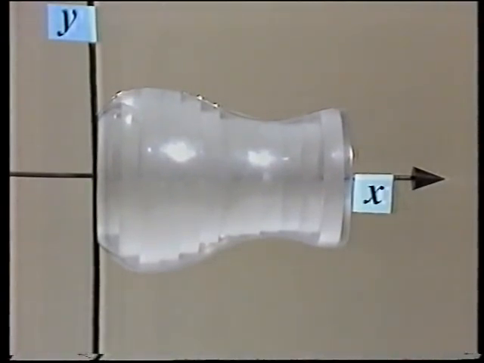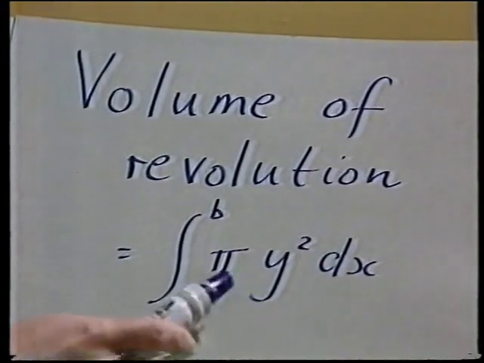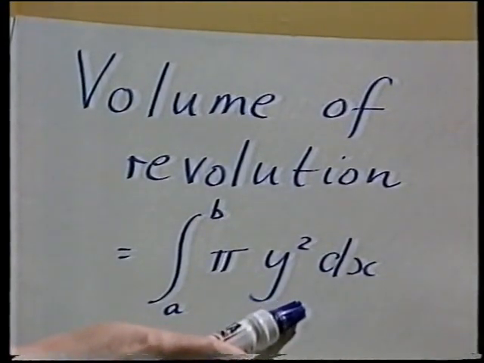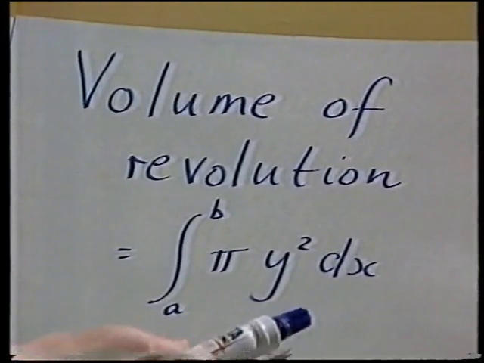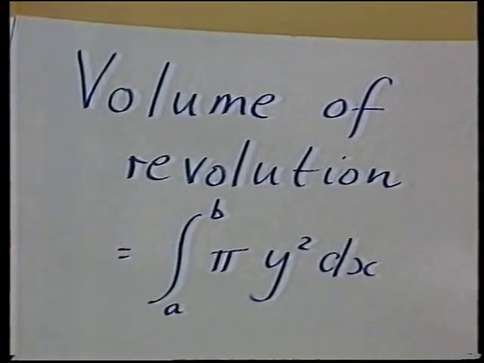It has circular cross-section, so we can approximate its volume using discs. And the formula we just obtained for the cone works for all volumes of revolution. The formula for the volume is the same. It's pi y squared dx, as before, but now with the appropriate limits of integration from a to b.